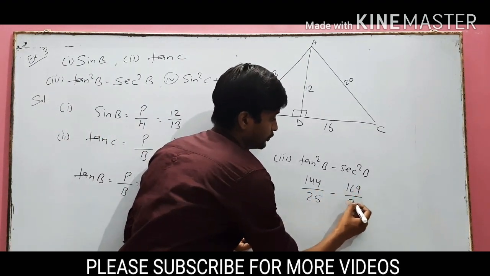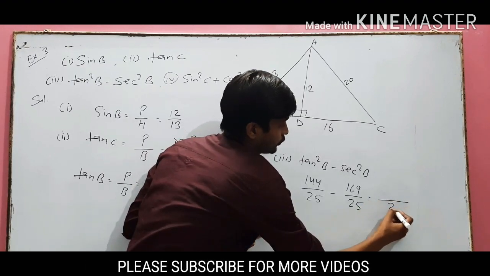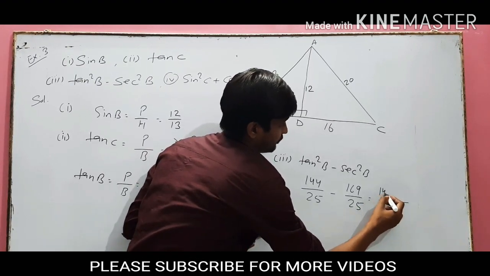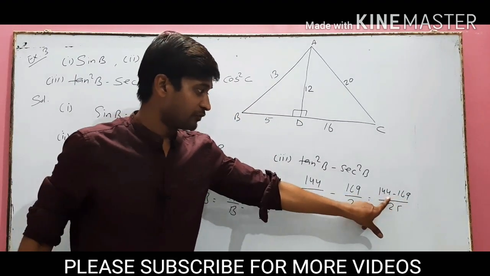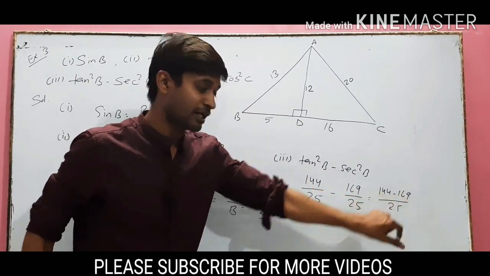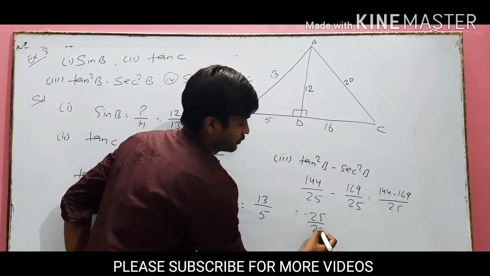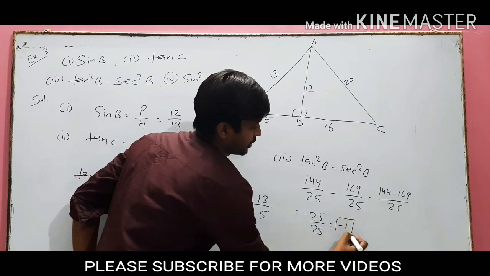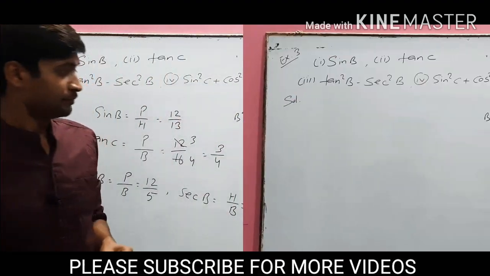169 by 25. Take LCM. 25, 144 minus 169. When we subtract 144 from 169, we will get minus 25. So minus 25 by 25. So minus 1 is the required answer.